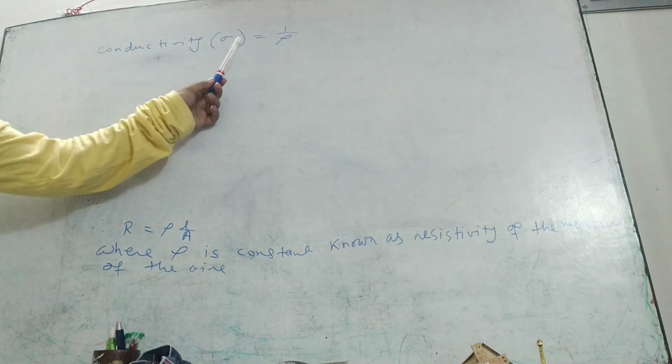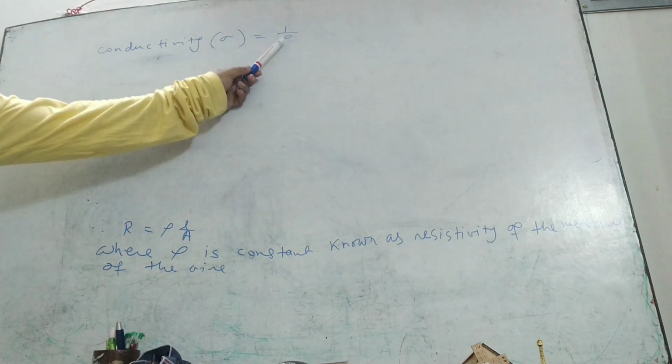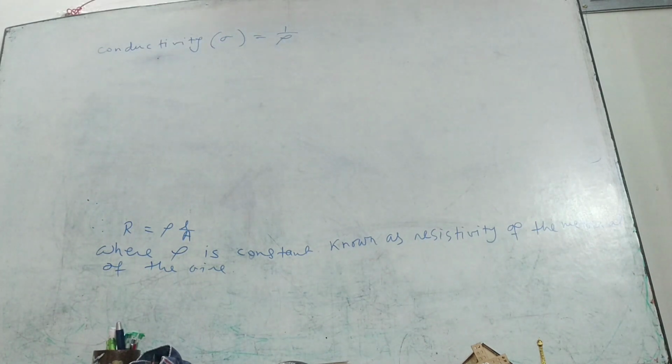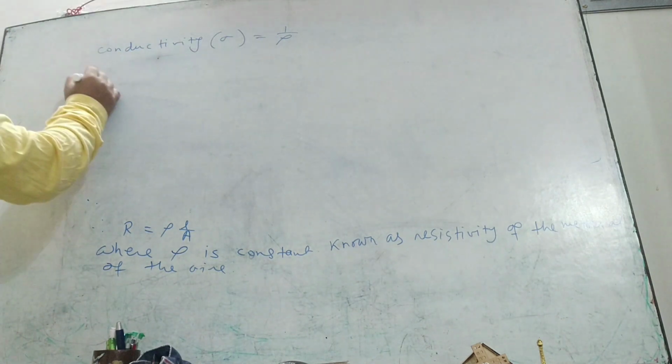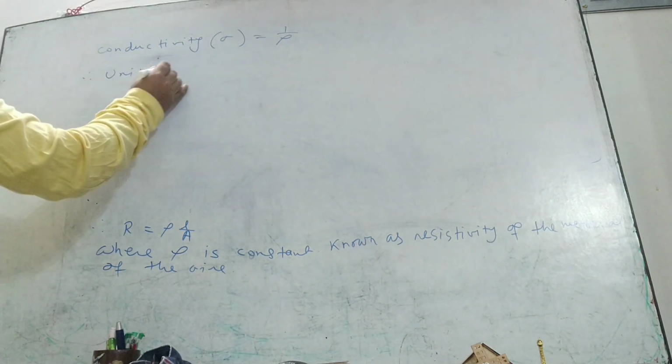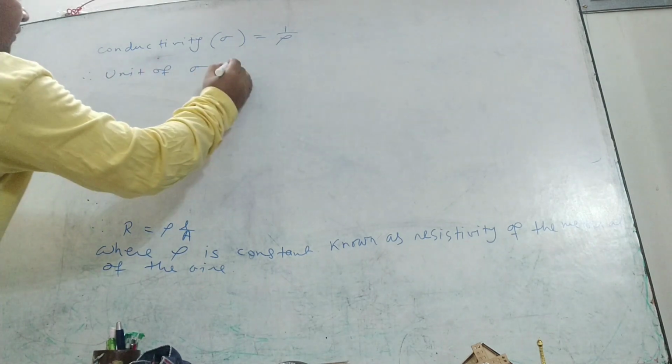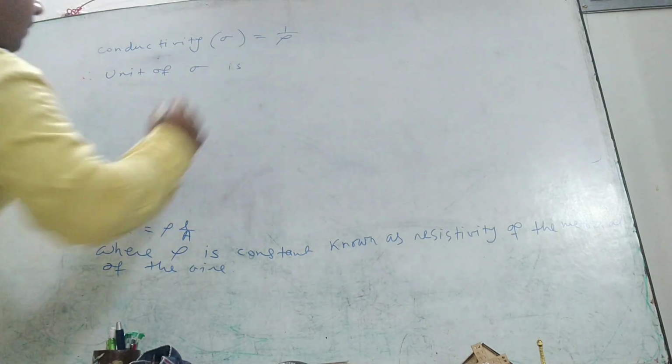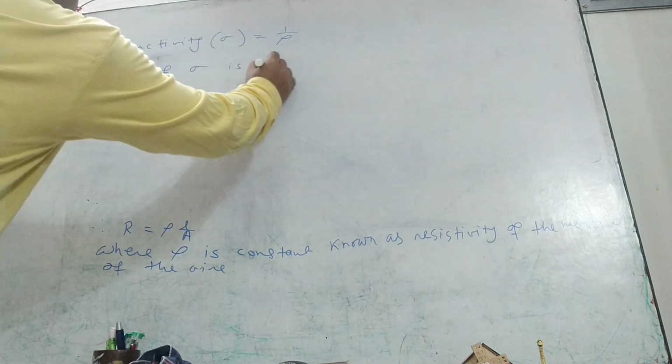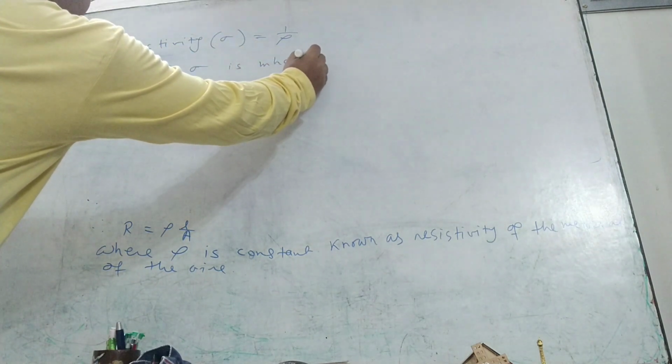Conductivity is the reciprocal of resistivity. That is, conductivity sigma is equal to 1 by rho. Therefore, the unit of sigma is mho per meter.